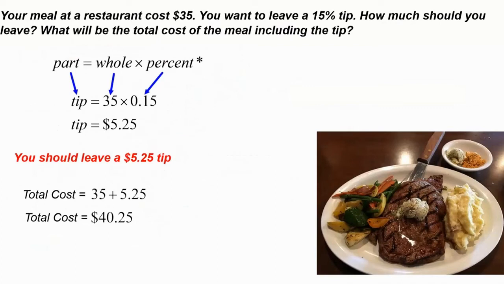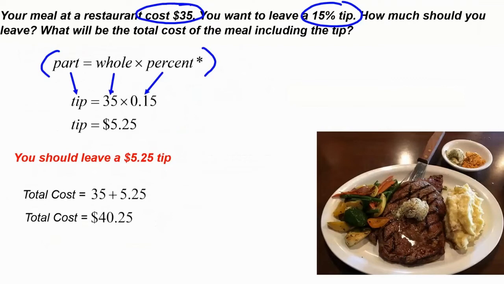So your meal at a restaurant costs $35 and you want to leave a 15% tip. How much should you leave, and what will be the total cost of the meal, including the tip? So the cost of our meal was $35, and we're going to leave a 15% tip, which is pretty typical. So again, we're going to use the part to whole relationship. I didn't use the proportion, I'm using the equation because it's a little bit faster to do. And remember that percent is always written as a decimal.